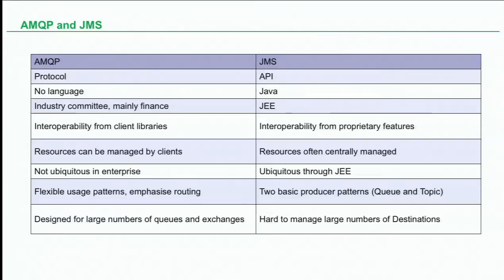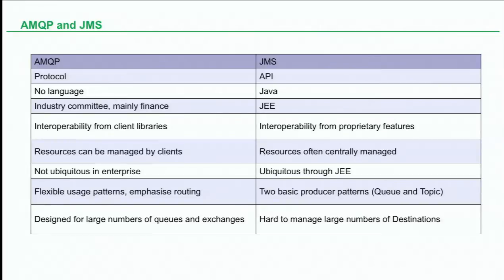So a lot of different clouds, and not just Cloud Foundry, feature RabbitMQ because it works so darn well with all these other languages. So good. So anyway, AMQP, flexible patterns, basically, because it has routing, whereas JMS has just basic producer-consumer and pub/sub, right? Point-to-point and multicast. So designed for large numbers of queues and exchanges, that's another important point.